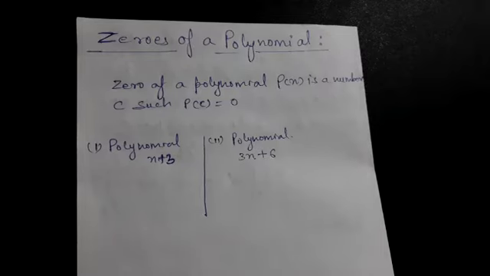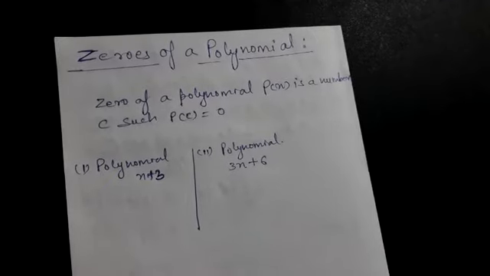Today we are going to discuss a topic, zeros of polynomial. Yesterday we discussed polynomials, that is, how to identify whether any given expression is a polynomial or not. And today we are discussing the zeros of a polynomial. Briefly, we will see what the meaning of zeros of a polynomial is.